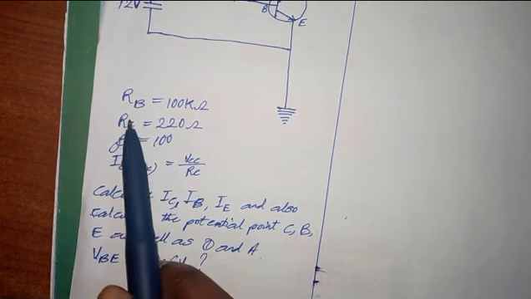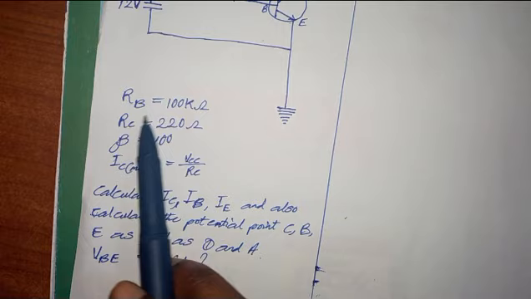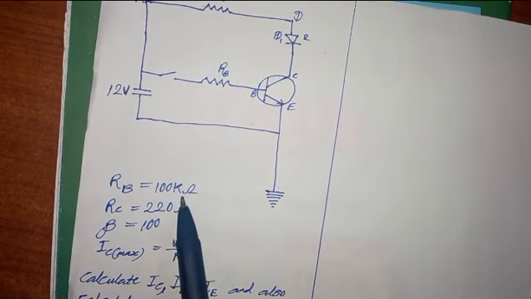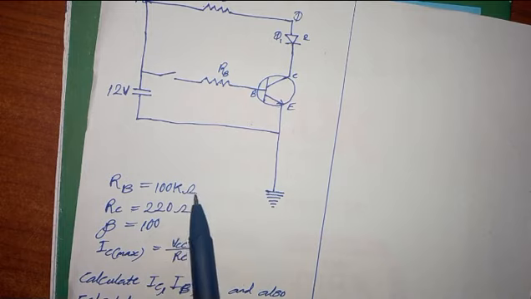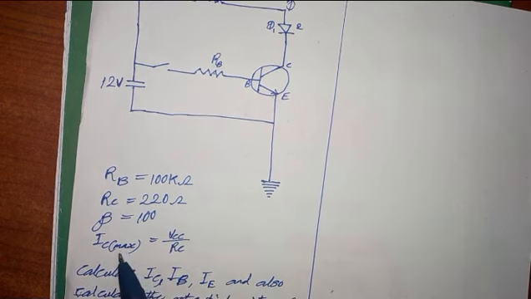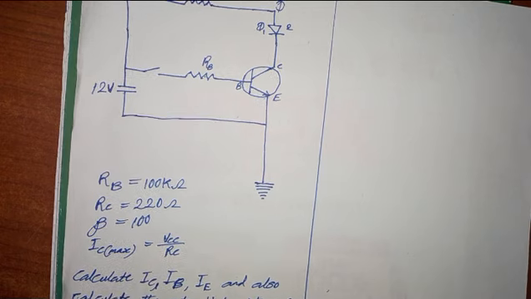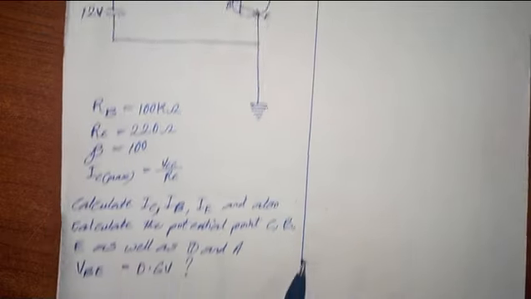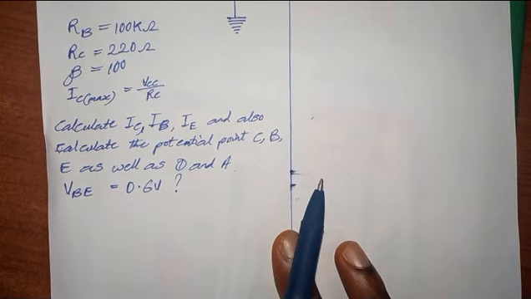They have given the resistance RB to be 100 kilo ohms, RC to be 220 ohms, and the beta to be 100. And this is the formula for IC maximum. Note, IC maximum is different from IC. The maximum current flowing through C is different from the normal current flowing through C. It has a different formula. So let's go into solving.